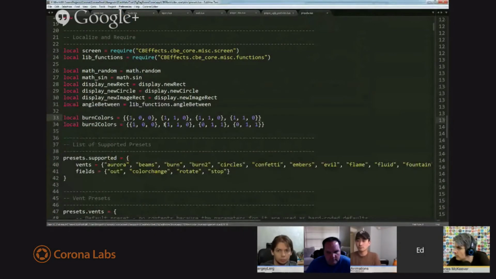One of the first things I did was I played around with the colors. So what these colors are is the starting color and the ending color for different particles. So this one is red. I left that. Red was a good color.